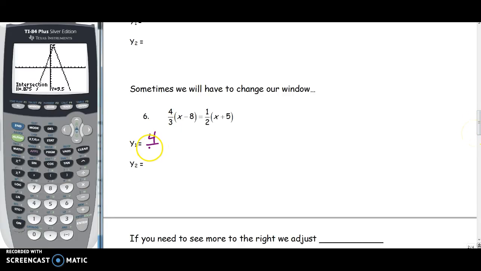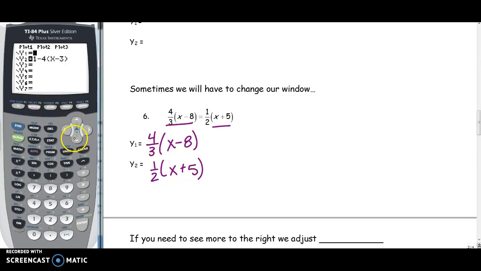When we put this in, again, we're going to need parentheses around those fractions. Okay, so remember one side is y1, the other side is y2. Let's clear our old problem and type it in. Parentheses 4 divided by 3. Close your parentheses because that's your fraction. Open x minus 8. Close your parentheses. And then we would open again for 1/2 and then close and open again for x plus 5.